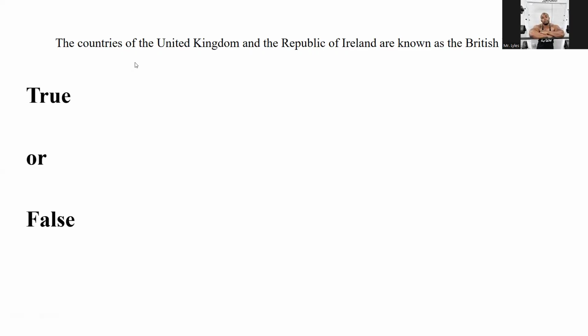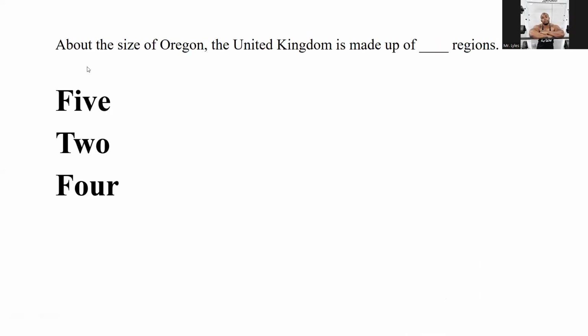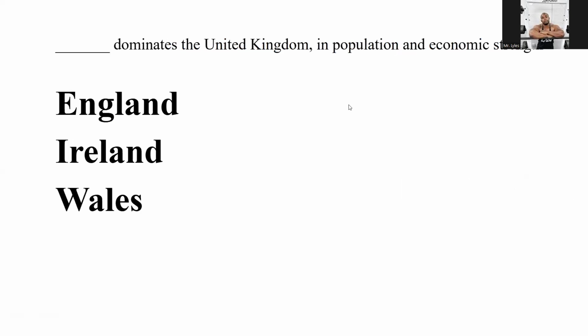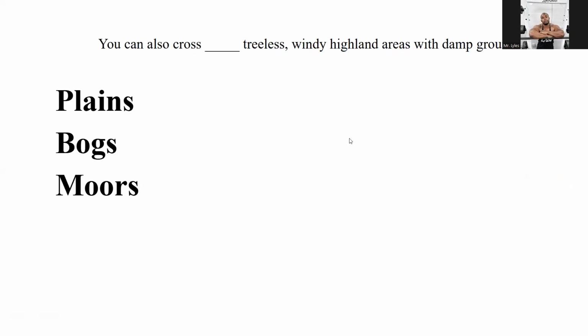Countries of the United Kingdom and the Republic of Ireland are known as the British Isles. That is true. About the size of Oregon, the United Kingdom is made up of 4 regions. Blank dominates the United Kingdom in population and economic strength. That is England. You can cross blank, treeless, windy highland areas with damp ground. That is moors.